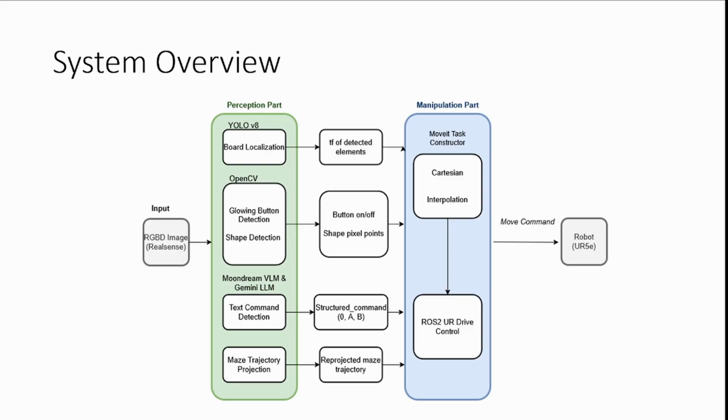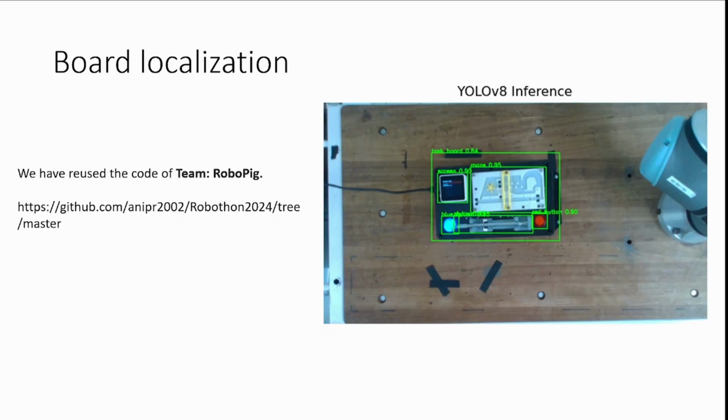controls its motion. For our board localization task, we have focused on reusing the code from a previous team, Team Robothon. We have focused on optimizing the code to make it compatible with ROS2, use inference with YOLOv8, and most importantly, use it for publishing the TF of the different components detected on the task board.